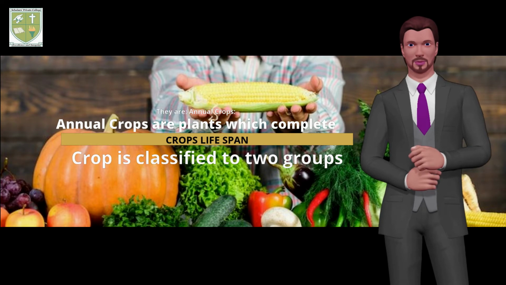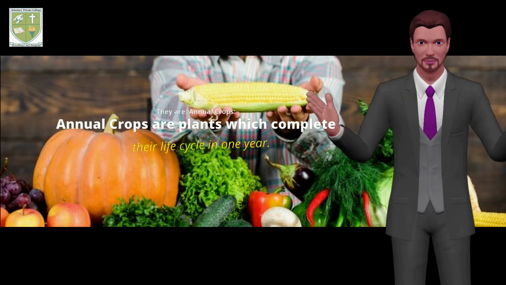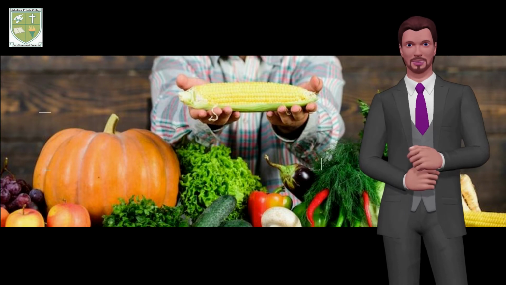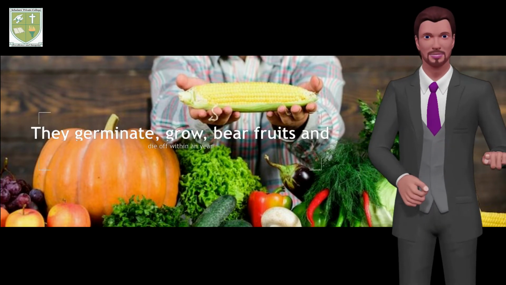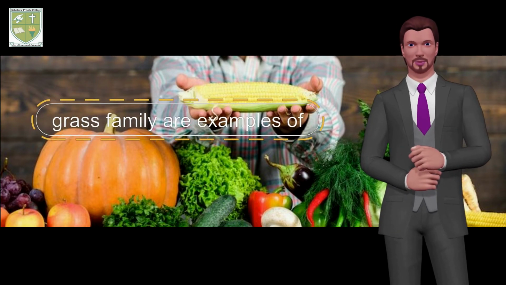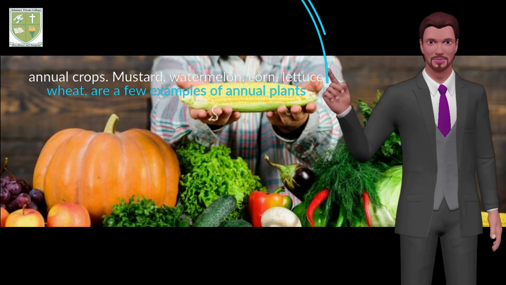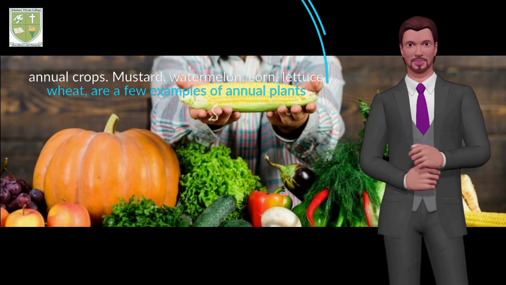They are annual crops. Annual crops are plants which complete their life cycle in 1 year. They germinate, grow, bear fruits and die off within a year. All herbs and plants belonging to the grass family are examples of annual crops. Mustard, watermelon, corn, lettuce, wheat, are a few examples of annual plants.